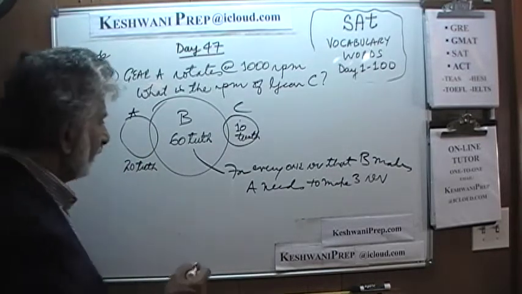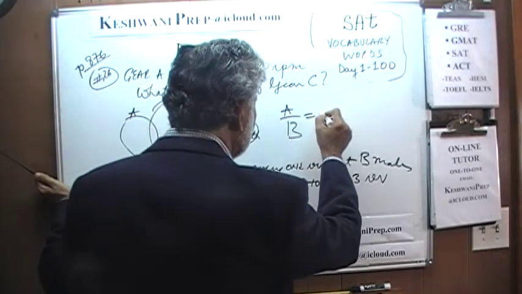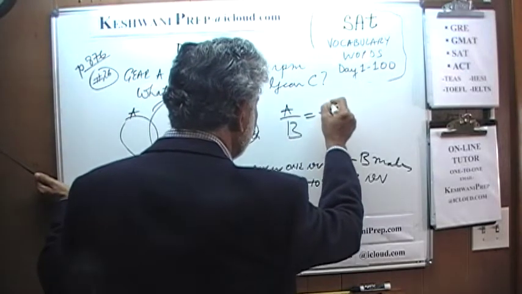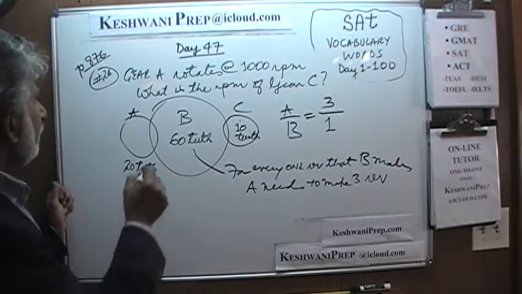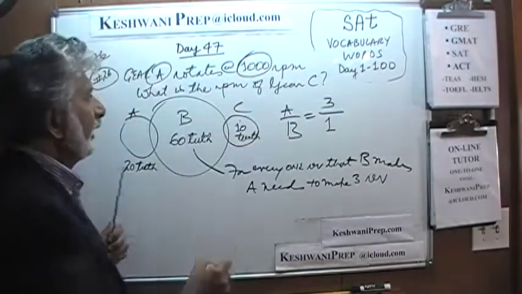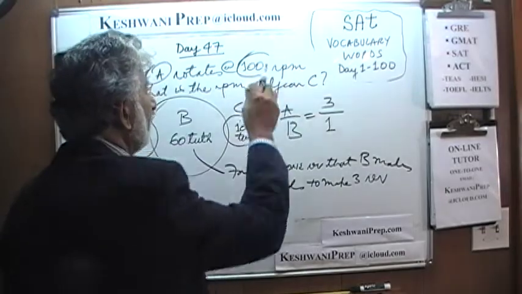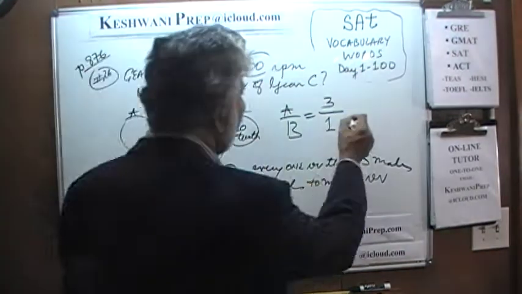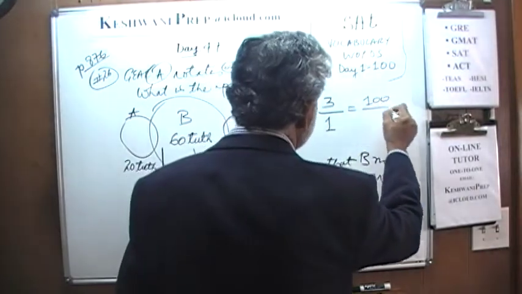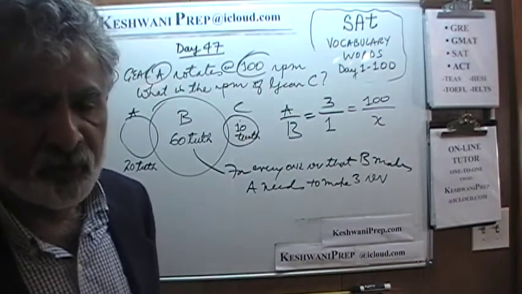In other words, the ratio of A to B is that for every 1 revolution that B makes, A has to make 3 revolutions. And we are told that A is going at the speed of, no, it's not 1000, I believe it's 100. We are told that A is rotating at the speed of 100 revolutions per minute. Let's put that in here. A is rotating at 100 revolutions per minute. The question is, in that case, what's the speed of gear B?